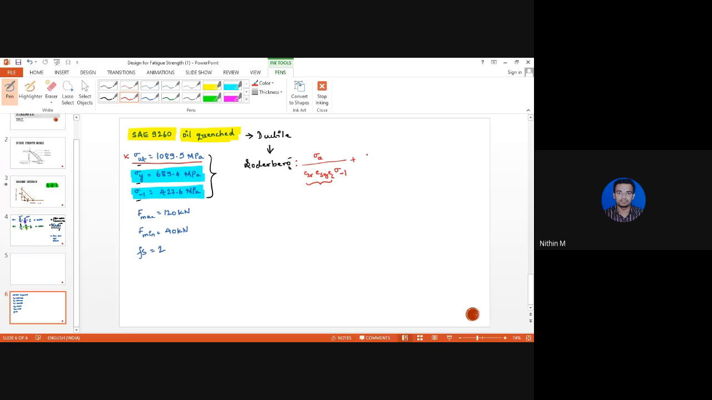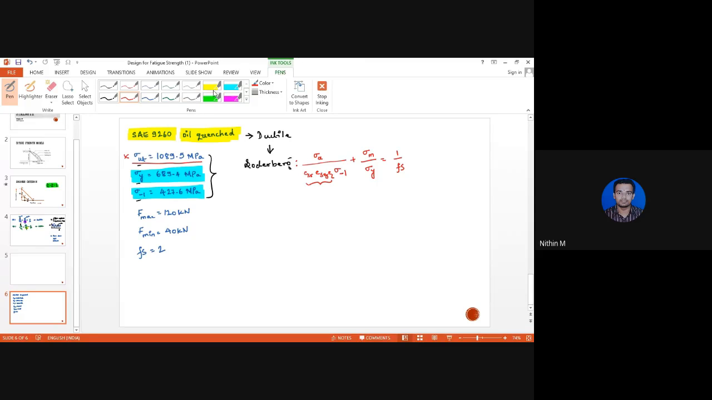Then the second term of the equation would be sigma m divided by sigma y is equal to 1 by factor of safety, right? Now, look at the data that is available, what needs to be computed, and what needs to be obtained using the handbook. The factor of safety is given to be 2. The yield strength of the material is also given to be 69.4 MPa. The endurance limit of the component is also given to be 427.6 MPa, right?